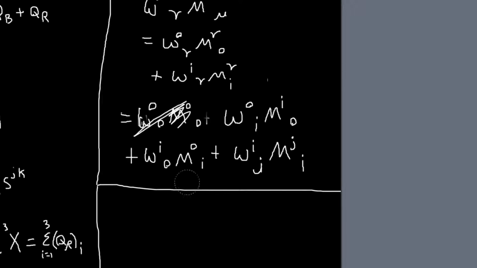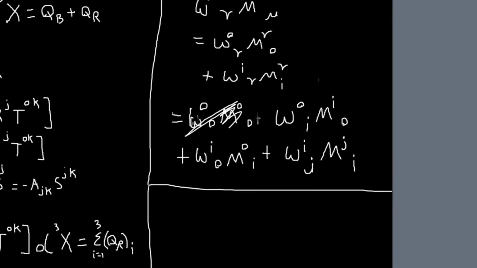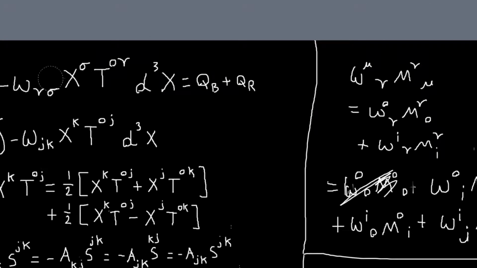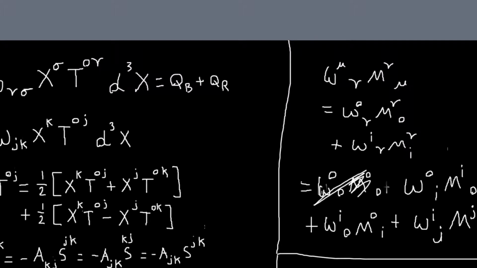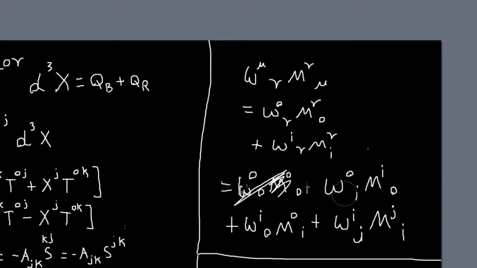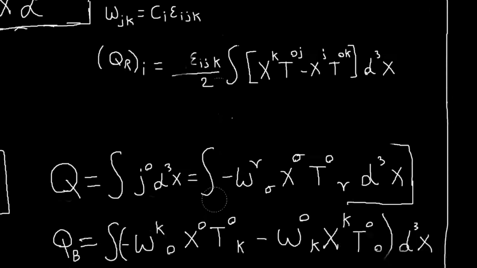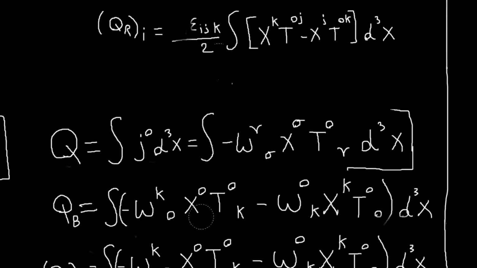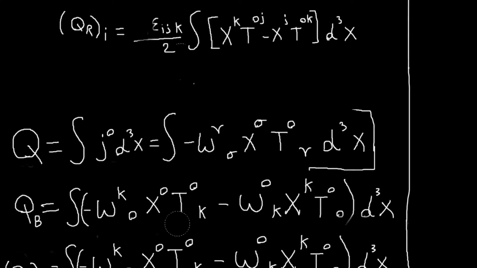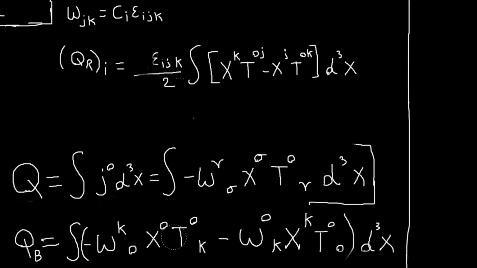So we're going to replace our omega with two terms, basically just these two terms. So the expression we get when we do that is this. So our Q_B will be this expression. And so it's easier to see how this splits into three terms.